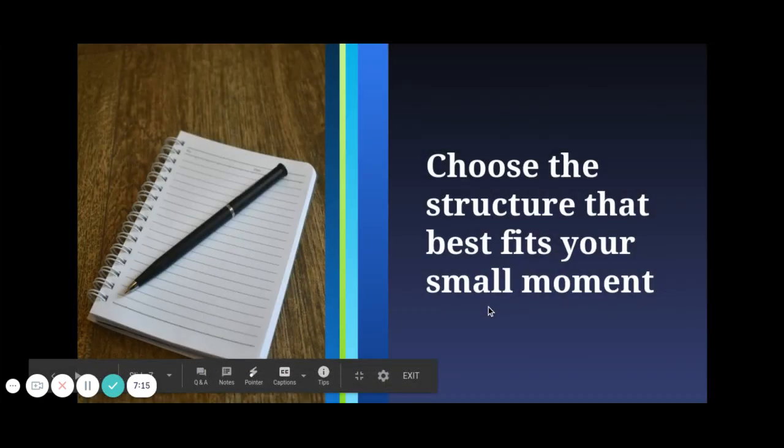So you need to choose the structure that best fits your small moment. Does it make more sense to write it in real time as a narrative, or does it make more sense to write it as a reflection and follow that reflective structure? That's your choice. Choose the one that best fits your small moment. Those are your memoir narrative structures to choose from.